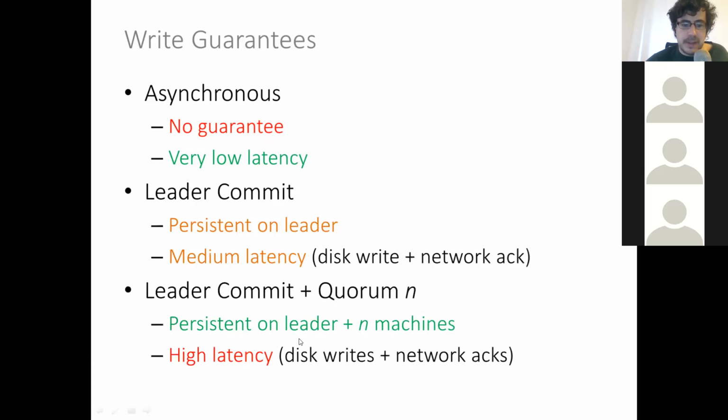So this sort of application, this would be good maybe for trending topics on Twitter. Asynchronous leader commit plus quorum n would be good for, you know, emergency services where they're receiving streams of calls, or something where you really do not want to lose any records.